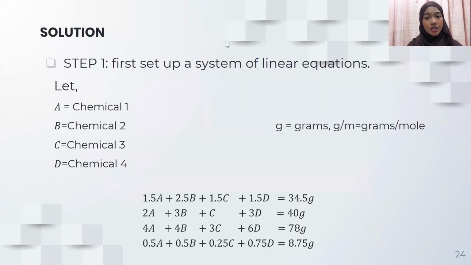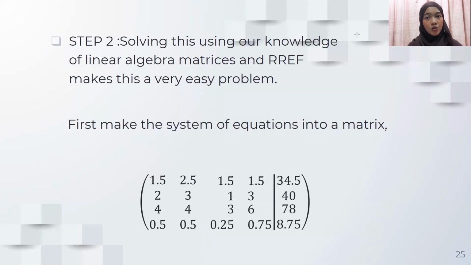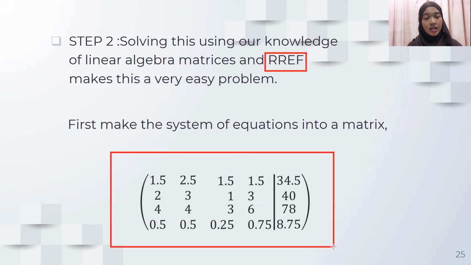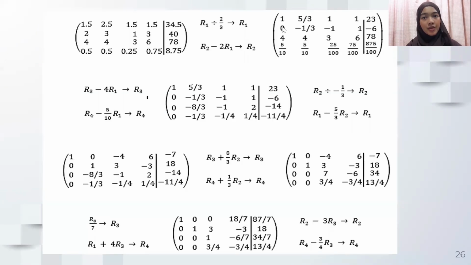Step 1 for the solution is we set up a system of linear equations. So we let chemical 1 equal A, chemical 2 equal B, chemical 3 equal C, chemical 4 equal D. And below we can see the system of linear equations. Moving on to step 2, we can solve the system of linear equations using RREF. But first, we have to make the system of equations into a matrix, as you can see below. This is the equation that turns into a matrix. And below you can see the steps in solving the matrix.